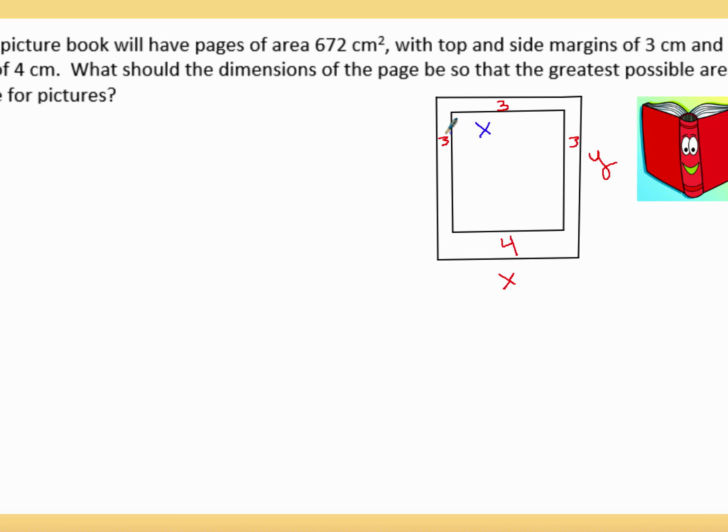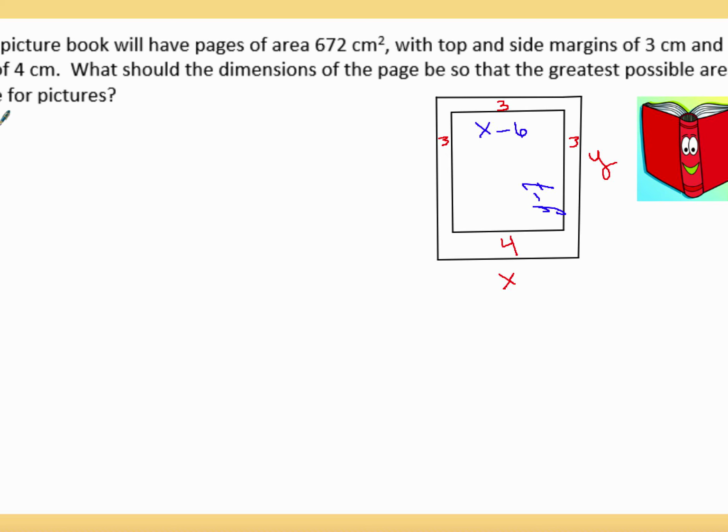On the inside, the part that I'm going to maximize, this length here is X, but it has been subtracted by 3 here and by 3 here, so that'll be X minus 6. Now this length here is the whole length of Y, but it's being subtracted with 3 and with 4, so that's Y minus 7. So I have X minus 6 on the inside by Y minus 7.